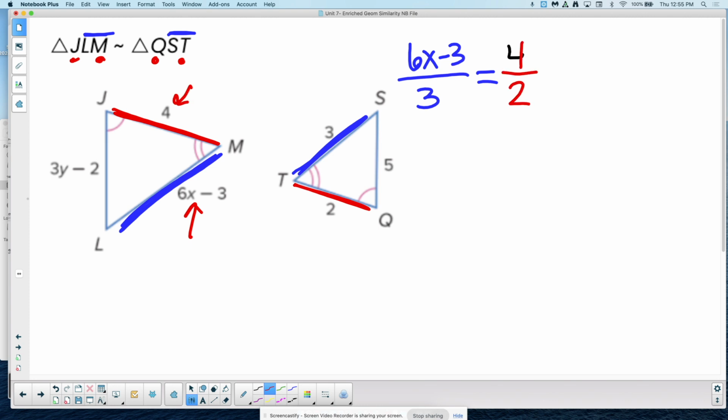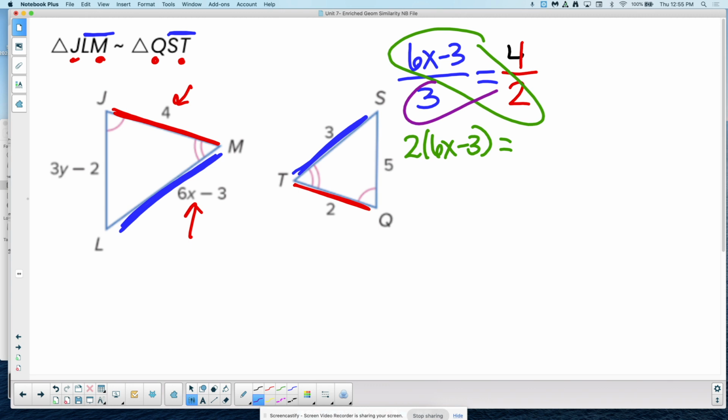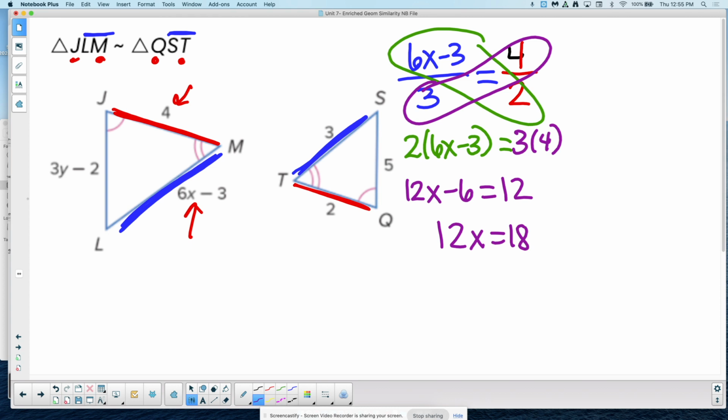And now we just do our cross multiplication. Make sure you distribute that 2. All right, so we'll get 2 times 6x, which is 12x, minus 6 equals 12. Add over our 6, we get 18. Divide by 12. It's okay, we're going to get a decimal. That happens in life. Not everything's even. There we go.